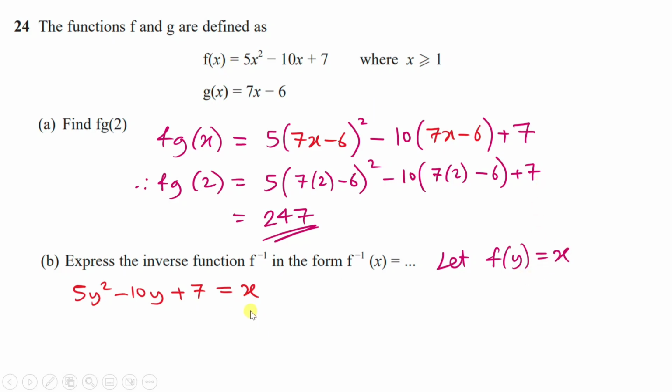Now all you have to do is rearrange it to make y the subject. You're going to have to use a little bit of completing the square soon. First things first, let's subtract 7 across, so all of that equals x minus 7. The next thing I did was divide by 5 across, so it looks like this.